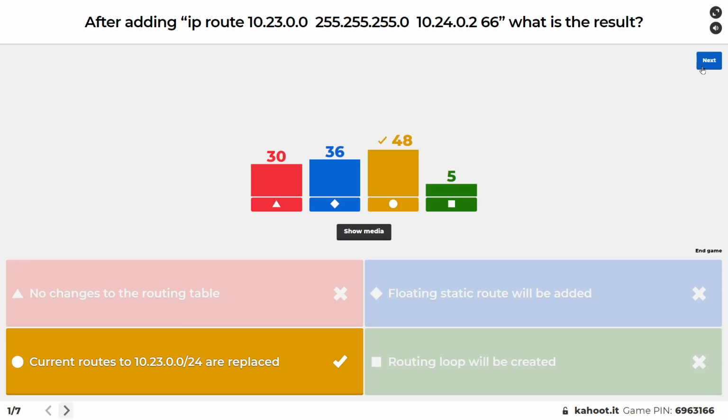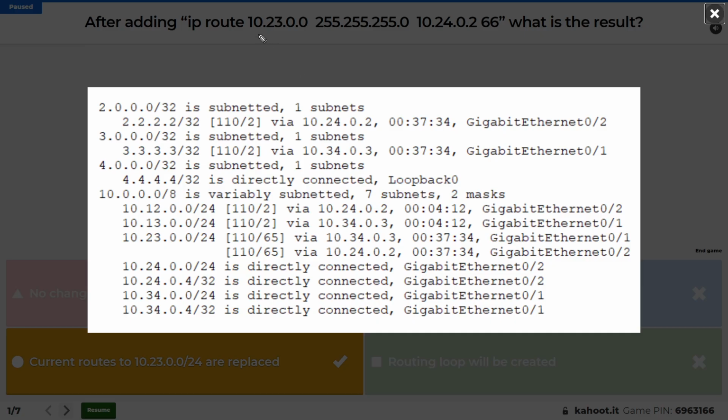Let's talk about what the answer is and why. After adding this IP route to get to the 10.2.3 network with a 24-bit mask, that's what that means, the next hop is going to be 10.2.4.2, and then this value is the AD, administrative distance. So that's the AD for OSPF, and this is the actual metric. With RIP, it would be a hop count. With OSPF, it would be the cost. With EIGRP, it would be the composite metric.